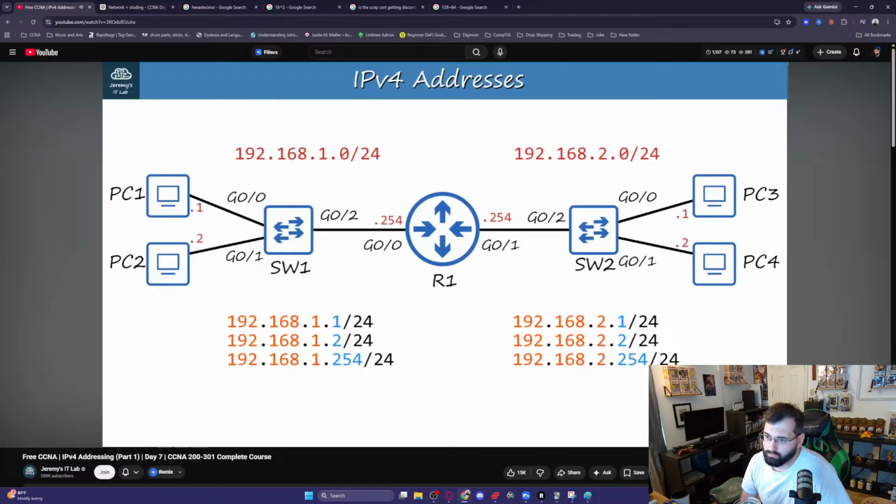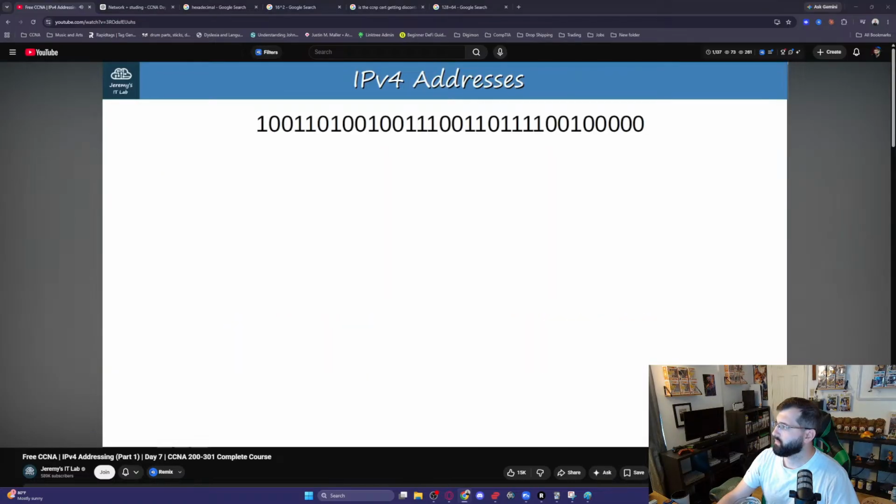192.168.2.1/24, 192.168.2.2/24, and 192.168.2.254/24. Only the host portion of the address is different because they are on the same local area network. Let's follow the same process as before with another IP address. If you want some extra practice, try to convert these 32 binary bits into an IPv4 address. Pause the video if you want to try and find the answer on your own.